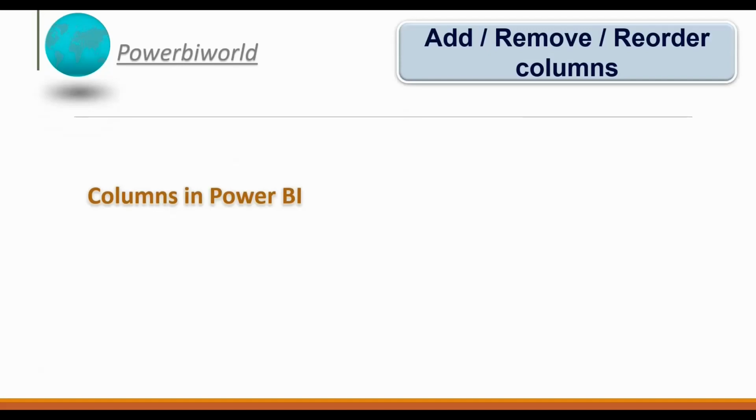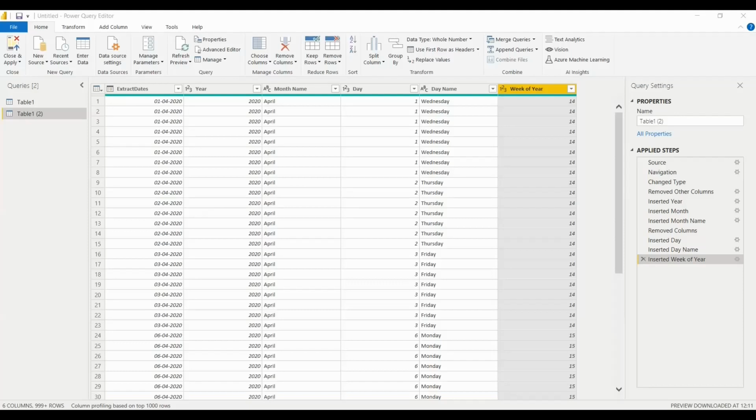In this video we will see how to add columns, how to remove columns and how to reorder columns in Power BI Desktop. So let's get started. Our major focus in this video would be how to delete a column and how to reorder the columns in Power BI. So let's go to the Power BI Desktop and see how we can do it.